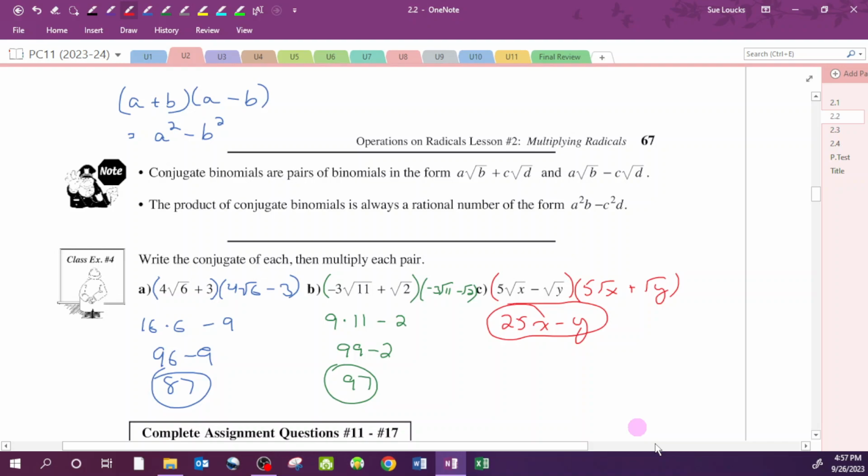The conjugate we're going to use a lot more in the next couple of lessons. Okay, so make sure you get the hang of that one.